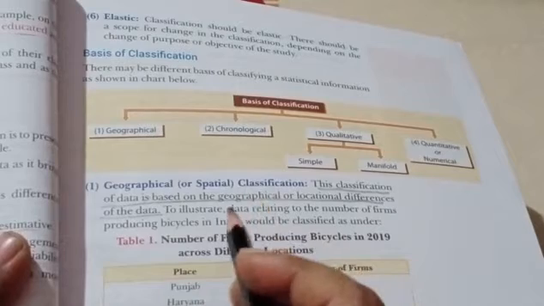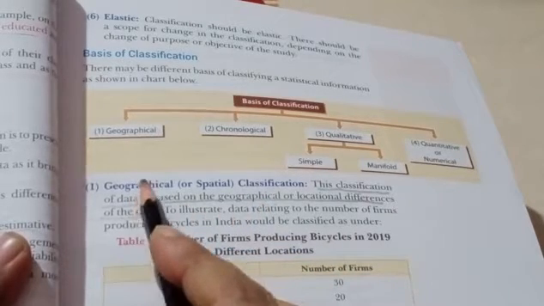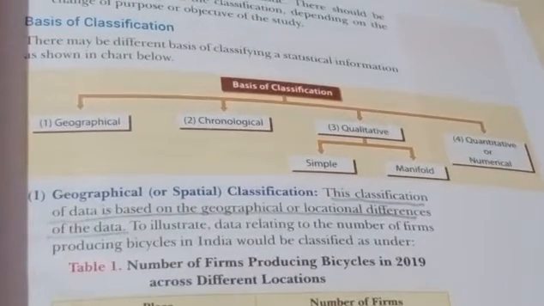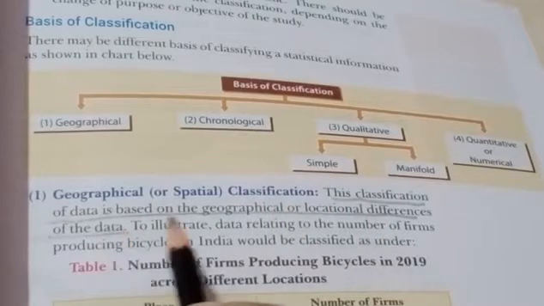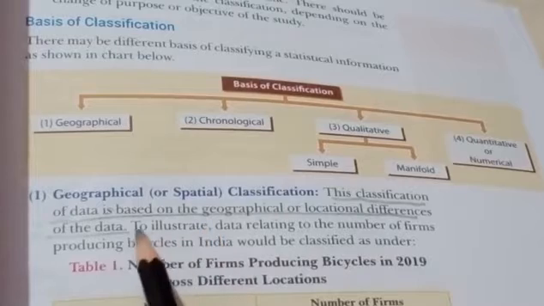Now, what are the bases of classification? How we divide the data? First, we divide the data on the basis of geographical conditions. First is the geographical classification. The classification of data is based on the geographical or location differences of the data.